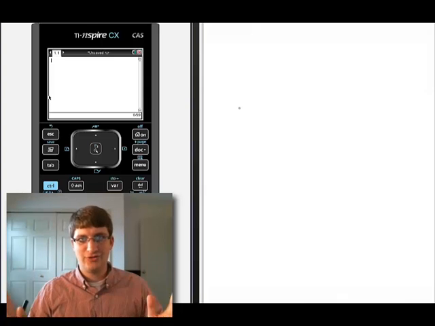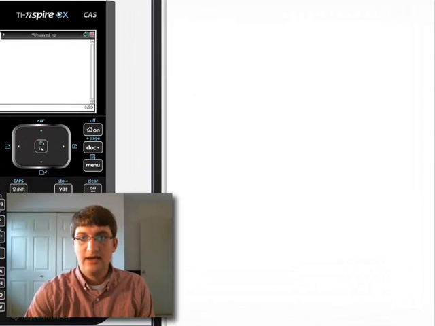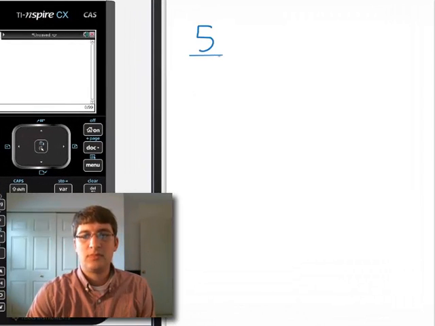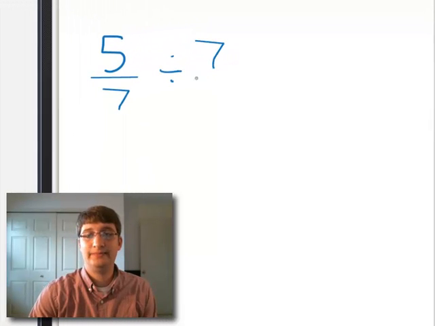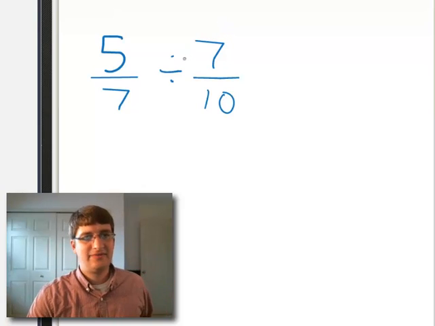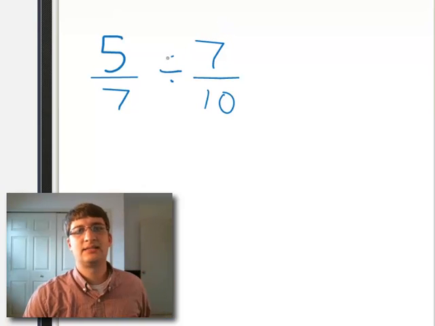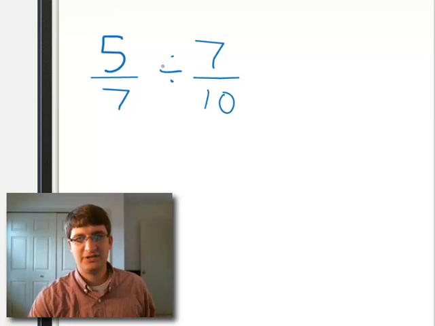Let's get started. The problem that we're going to begin with is 5/7 divided by 7/10. Now, I'm not very good with dividing fractions. In fact, nobody is. Therefore, we have to convert this problem into a multiplication problem.